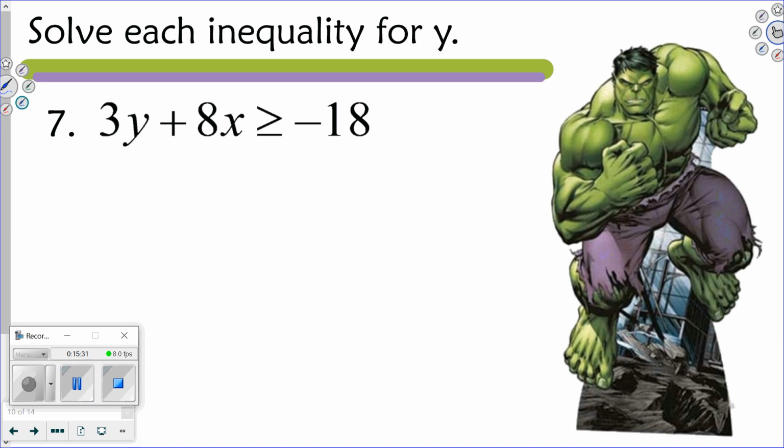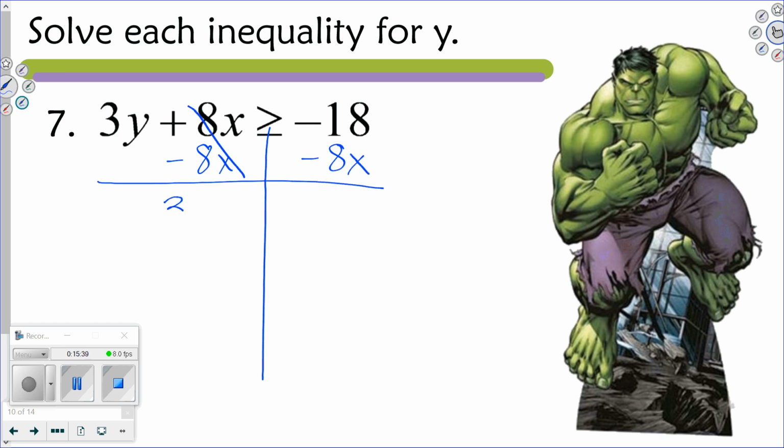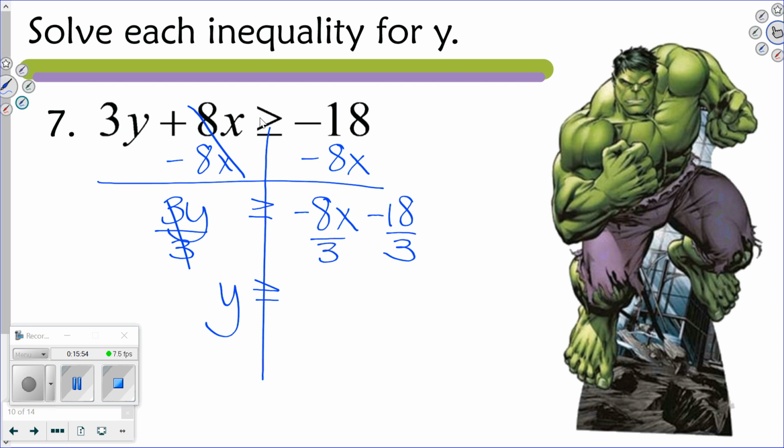All right, guys. So first thing, getting the y part by itself, we'll subtract the 8x. Are those like terms? No, they're not. So put the x part first. So negative 8x minus 18. And then divide by 3. Do we need to flip the sign? Nope, I divided by a positive, so we don't flip. That does not divide nicely. I'm just going to leave it negative 8/3 x, and then that gives me negative 6.